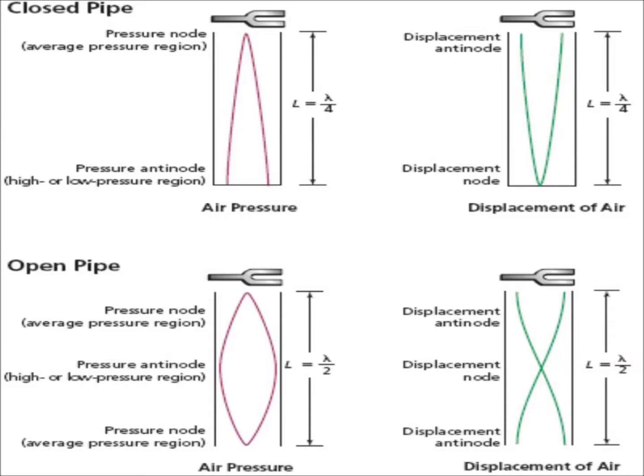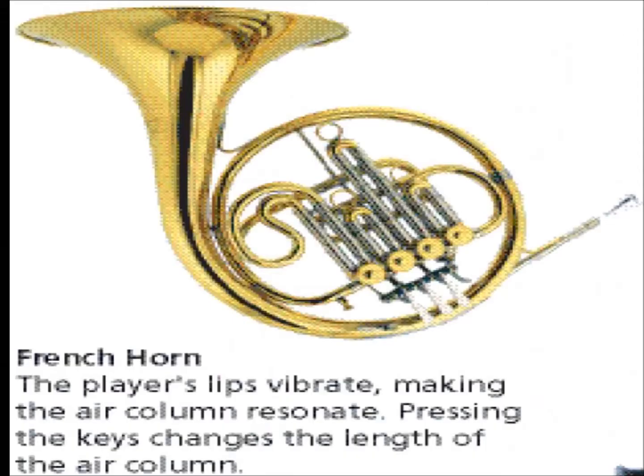What I want you to understand is that a musical instrument, for instance, a French horn, the player's lips vibrate, makes the air column resonate. Pressing the keys changes the length of the air column. This French horn is a kind of resonating chamber. Just your lips vibrating is not going to sound like much, but in this particular chamber, the chamber helps to resonate and make it louder.